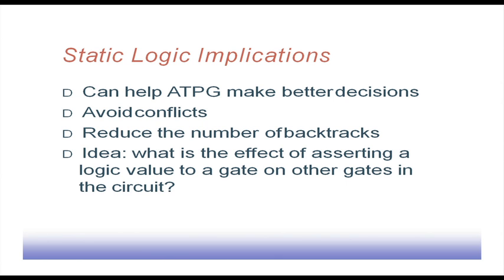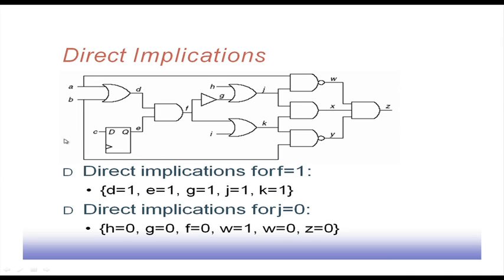So, that way we can figure out certain values for the logic gate outputs whenever a particular gate input or some other gate output is set to some proper value. First we will consider the direct implications. This is an example circuit consisting of many inputs, flip flops, etc.